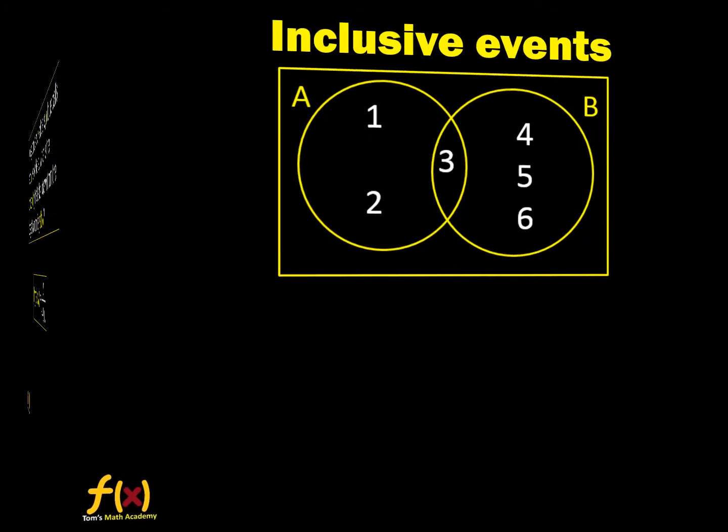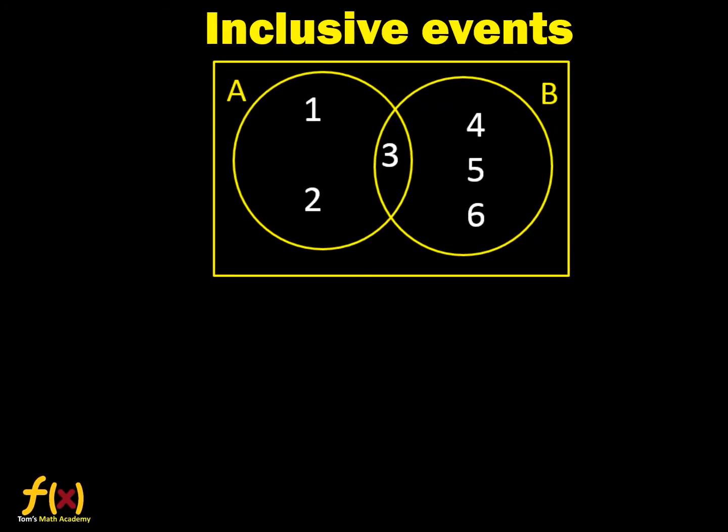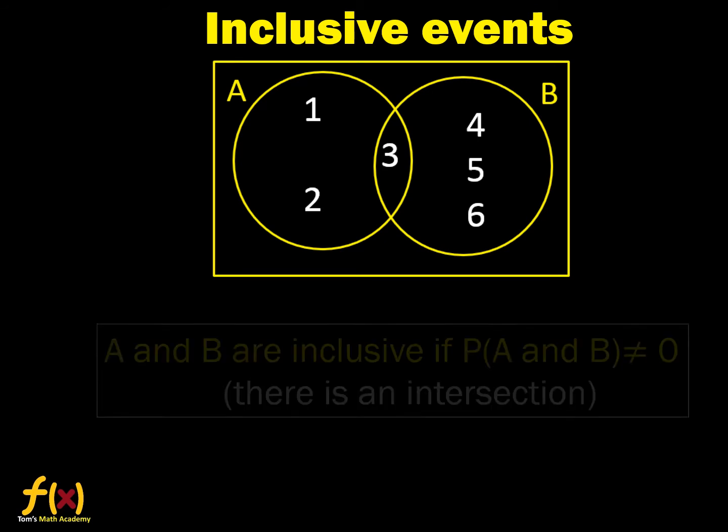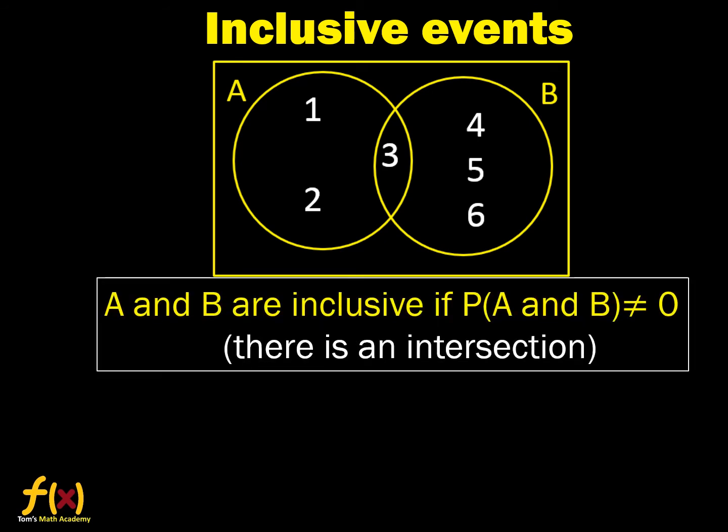Inclusive events, what is that? We try to understand more about this topic. Inclusive events means A and B are inclusive if the probability of A and B is not equal to 0. There is an intersection. Look at that. It is not empty. In that intersection, we have number 3. So such events are called inclusive events.